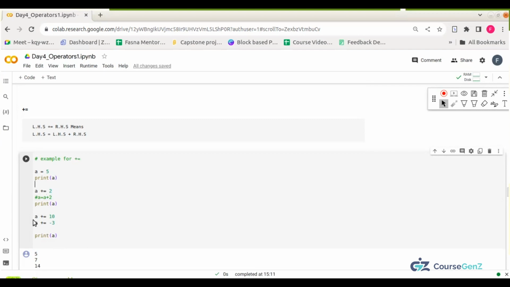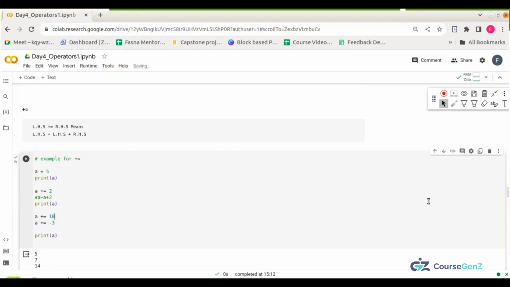So here, a plus equal to 10 means a is equal to a plus 10. Here, a plus equal to minus 3 is equal to a is equal to a plus minus 3, that's a minus 3. So let's try printing the value of a.